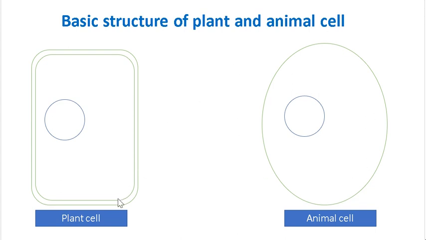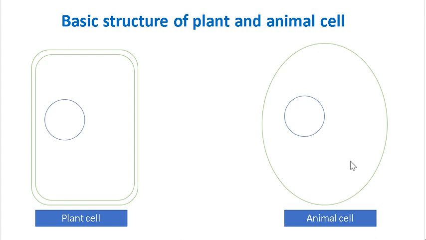In the left-hand side here you can see the plant cell, and the right-hand side is indicating the animal cell. In the animal cell, there is only one envelope surrounding the cell, called the cell membrane or the plasma membrane. But in the plant cell, the cell membrane is present beneath another outer thick layer called the cell wall. So the cell wall is present only in the plant cell and is absent in the animal cell.